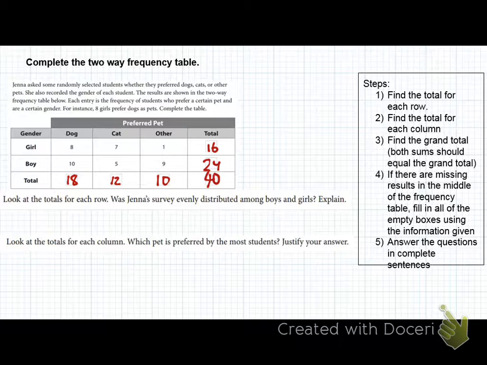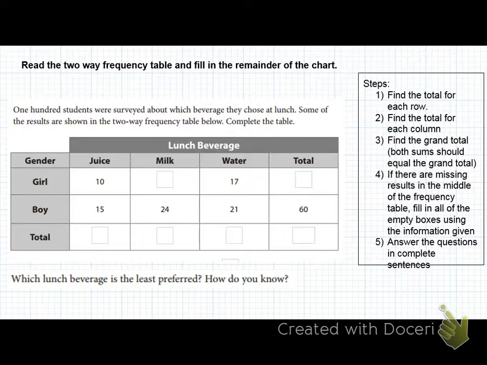Okay, cool. Let's have you do another one. Okay, this one with your group. Make a little table. You're going to put on the left side girls and boys in total, and then on the top you're going to put juice, milk, water in total. And here's the story. Why don't you start that while I talk.